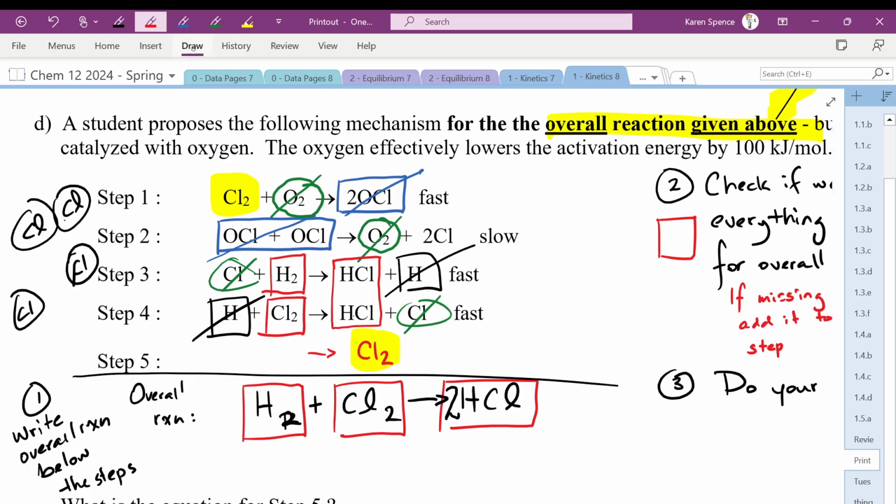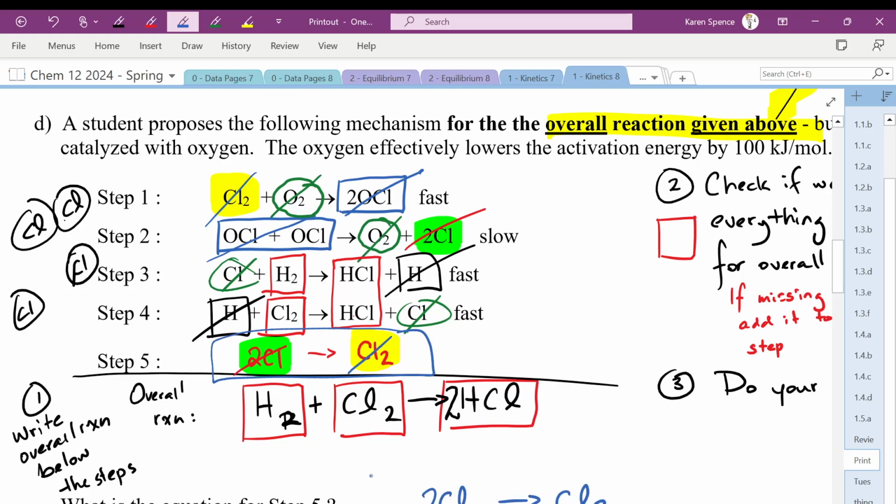And the only other thing left is the 2Cl, and it's on the right-hand side. Because there's no Cl in the product, I need to cancel it out so it doesn't appear in the overall reaction. And so it's going to go here, 2Cl. So this will cancel with this, and this Cl2 will cancel with this Cl2. So my final step 5 is 2Cl goes to Cl2, or you could do Cl plus Cl goes to Cl2. Okay? Either way is fine.